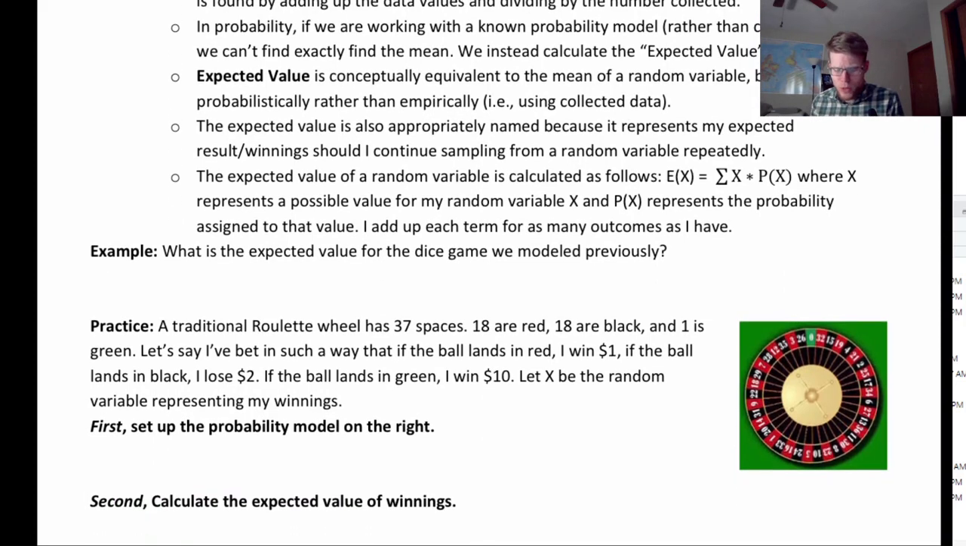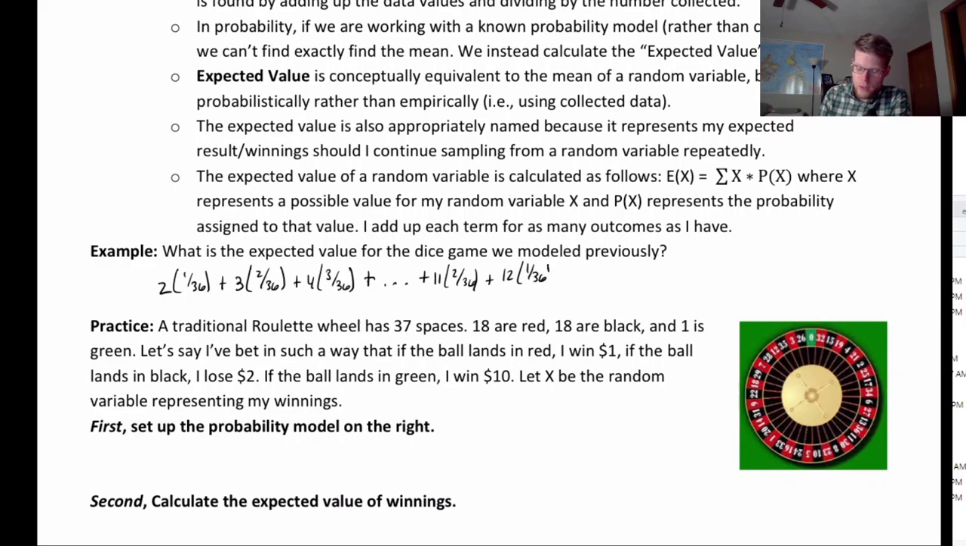And here we have an example. What is the expected value for the dice game that we modeled previously? In other words, where we're summing up 2 6-sided dice. So that's going to be 2 times 1 over 36 plus 3 times 2 over 36 plus 4 times 3 over 36, right? And we can keep going, and then we're going to end with 11 times 2 over 36 plus 12 times 1 over 36, right?